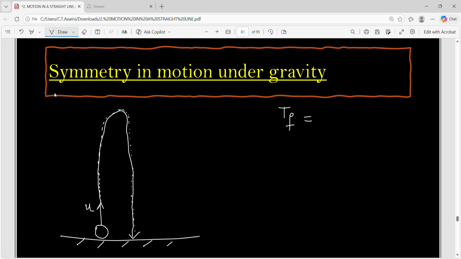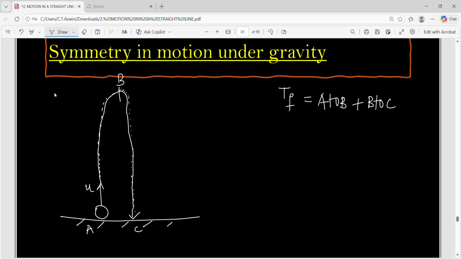If I denote it as A, B, and C, so A to B plus B to C, this entire journey time taken is nothing but time of flight. Now we'll do one thing. Just for our understanding, let us consider this time of flight is 10 seconds.